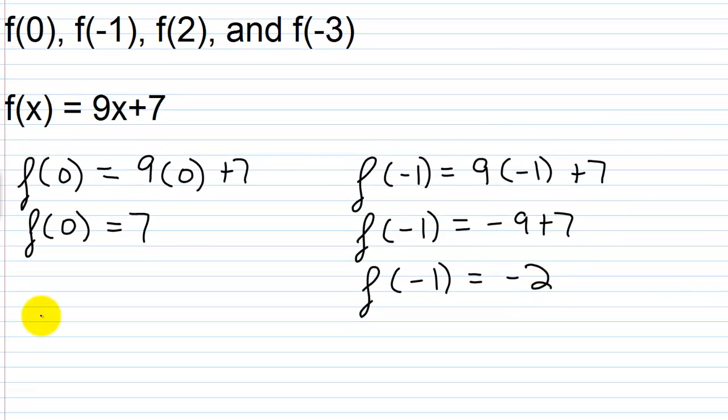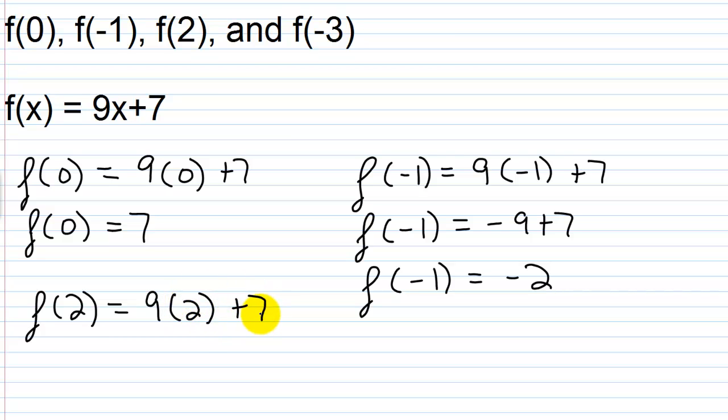Okay, what about f of 2? F of 2 will be equal to 9 times 2 plus 7. 9 times 2 is, of course, 18, and 18 plus 7 is 25. So f of 2 will be 25.